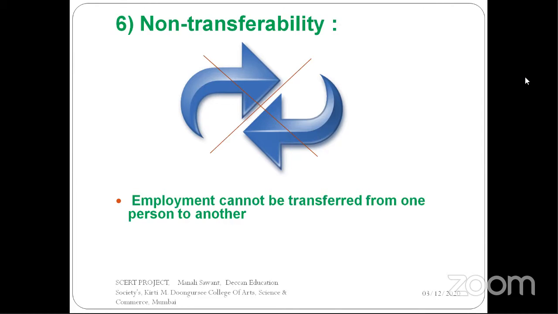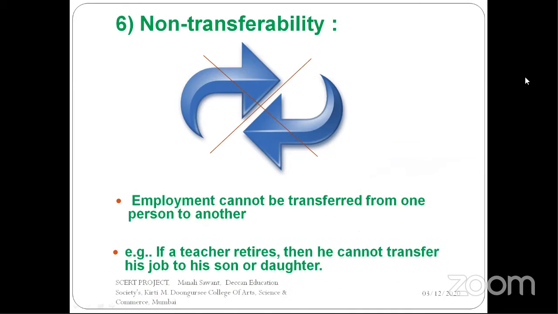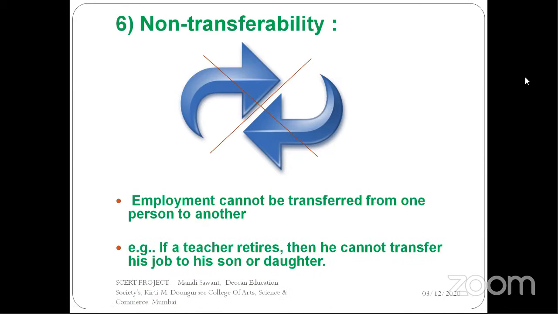Employment cannot be transferred from one person to another. For example, if a teacher retires, then he cannot transfer his job to his son or daughter, even if that son or daughter is well qualified for that post. The job cannot be transferred from one person to another. So employment also cannot be transferable.